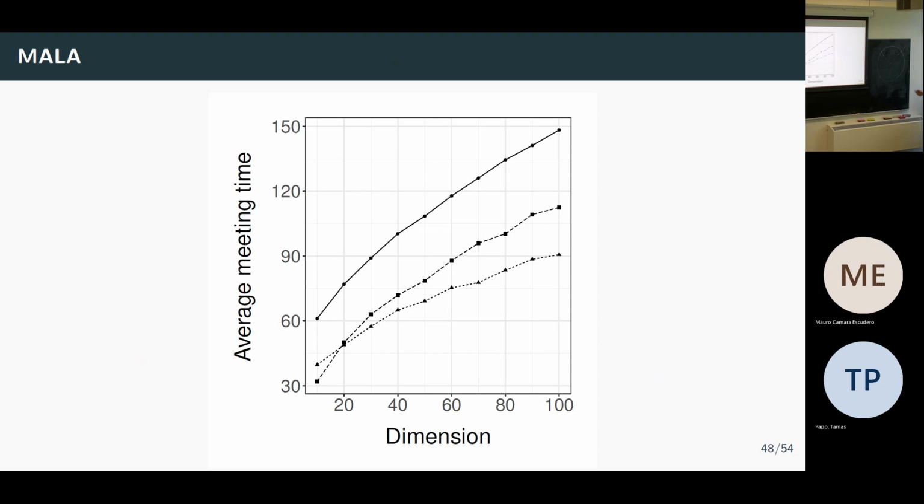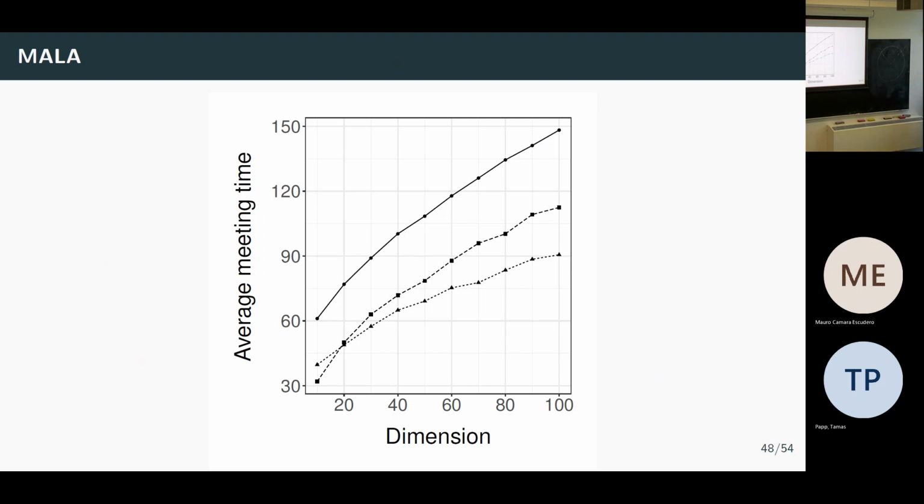This is the kind of scaling that you can expect. The different lines are different constants in front of the step size, and then the step size is scaled optimally with dimension. And you can see that meeting times go sublinearly with the dimension, which is about what you'd expect.